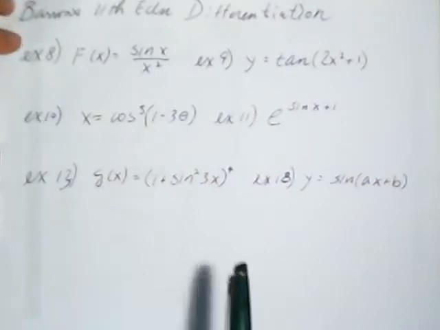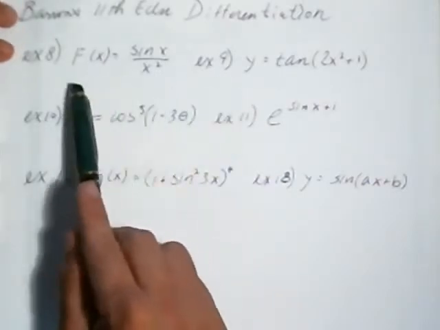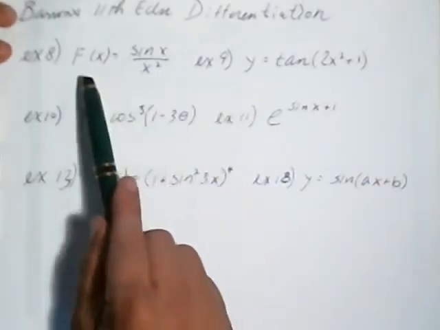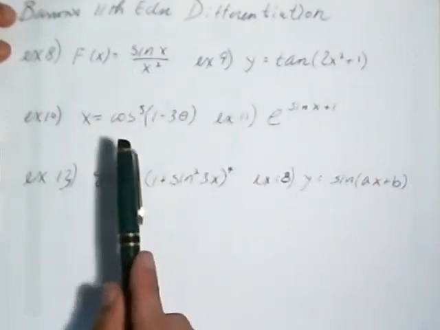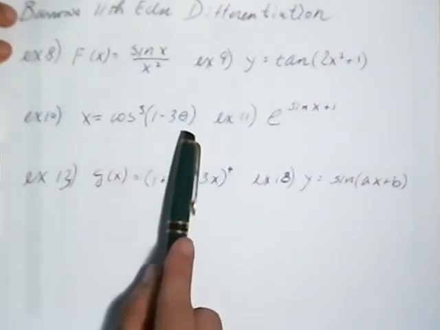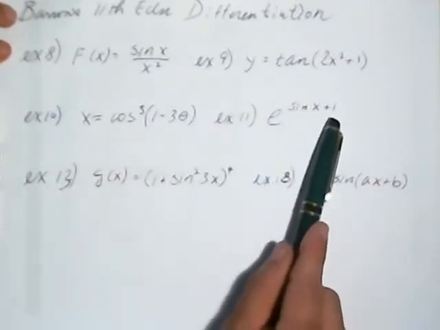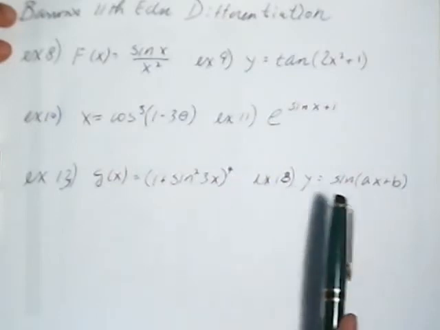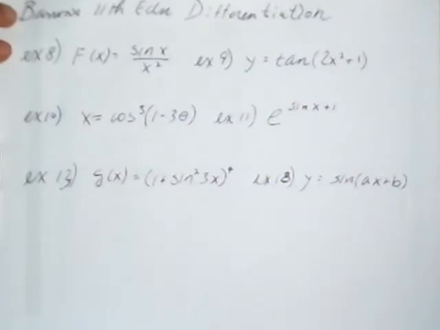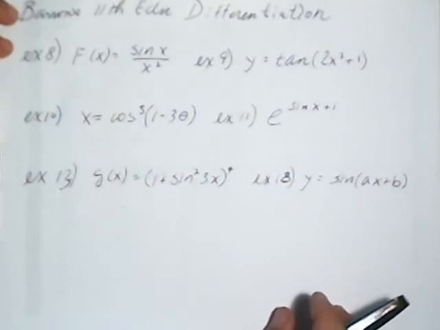Okay, so let's get started. We're going to be doing the examples from differentiation. f of x is sine of x over x squared, tangent of 2x squared plus 1, cosine cubed of 1 minus 3 theta, e to the sine of x plus 1, 1 plus sine squared of 3x to the 4th power, and y equals sine of ax plus b. If you're having a little bit of problem with this, just let me know.